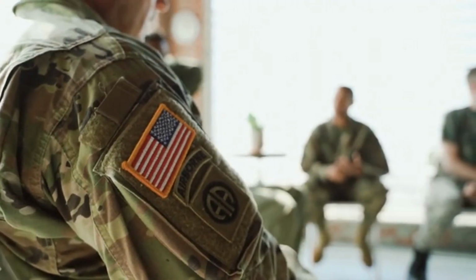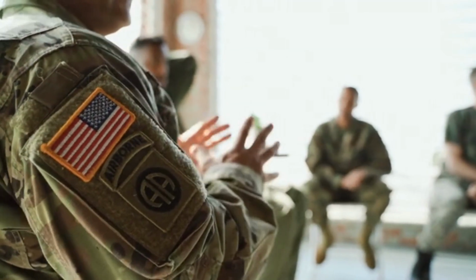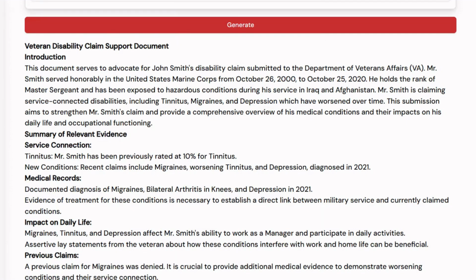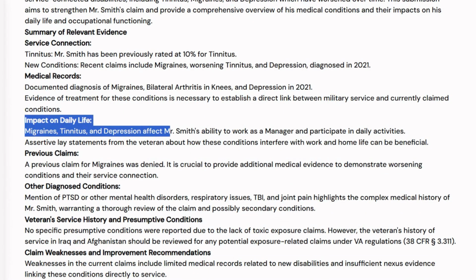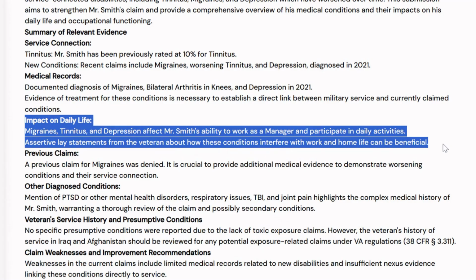Welcome, veterans. Today I'll show you how to use your VA claim support document to strengthen your disability claim. Think of this report as your roadmap to a successful claim. Start at the top, where you'll find your service history and current conditions. This confirms what the VA is evaluating.